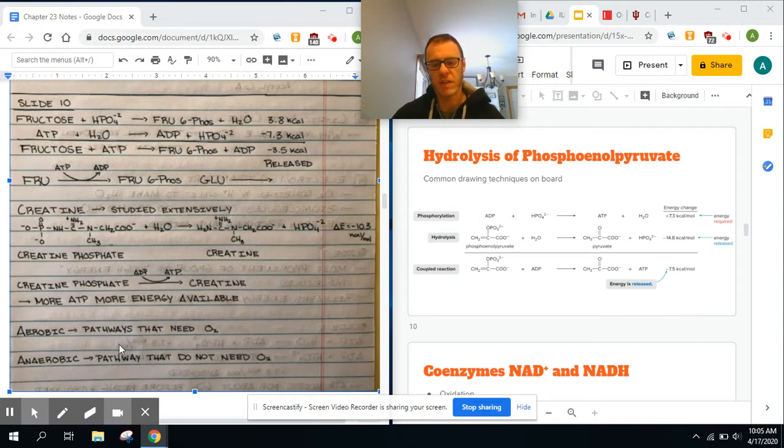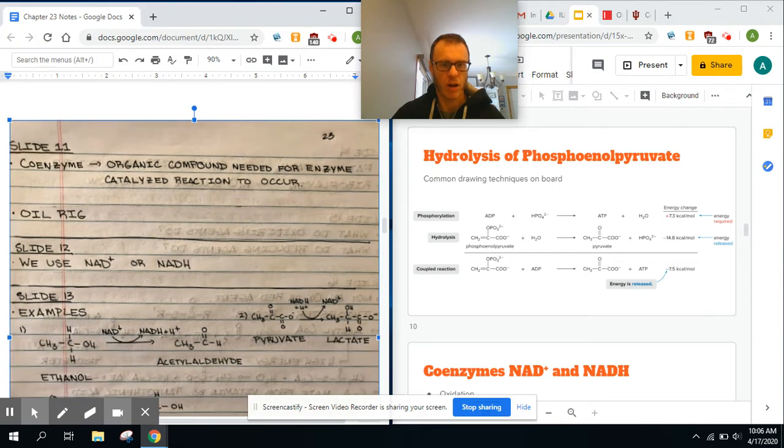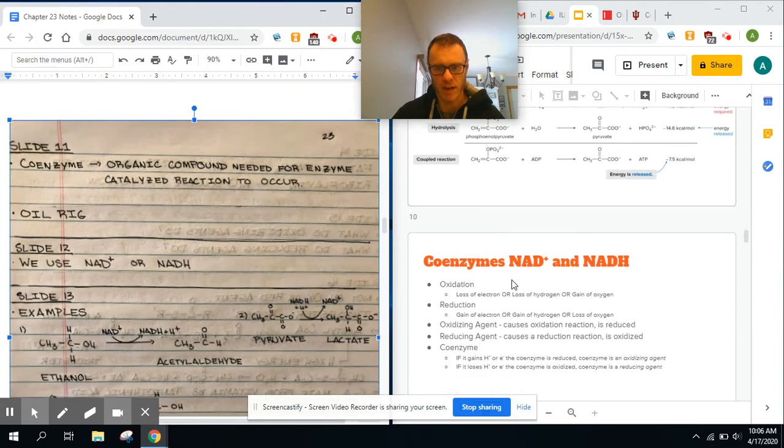There's a couple different types of processes here. We get aerobic pathways, which need O2, and anaerobic pathways, which do not need O2. You guys have probably heard of this before. Slide 11. All right, we're going to get into our coenzymes right now.